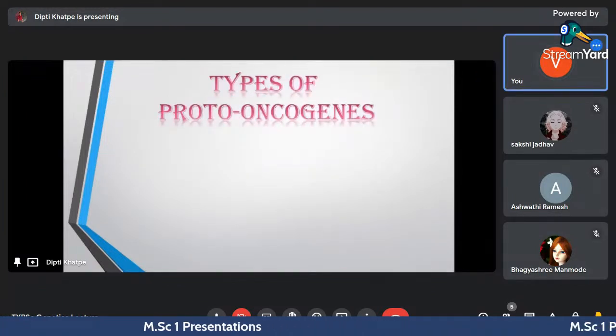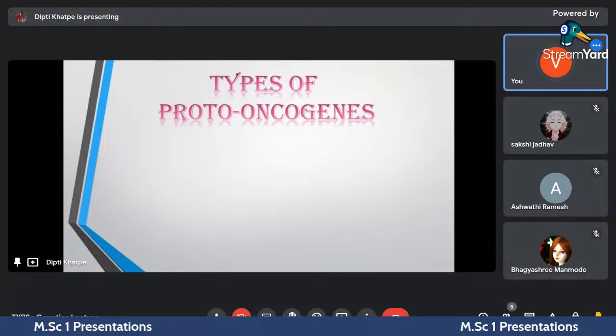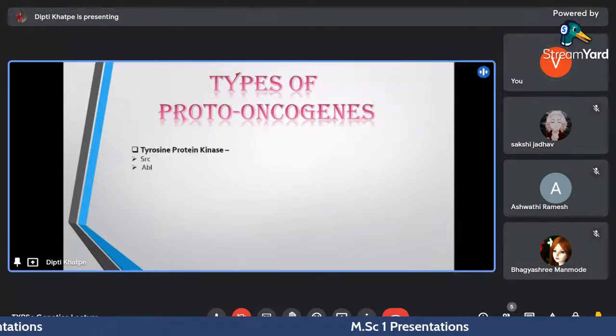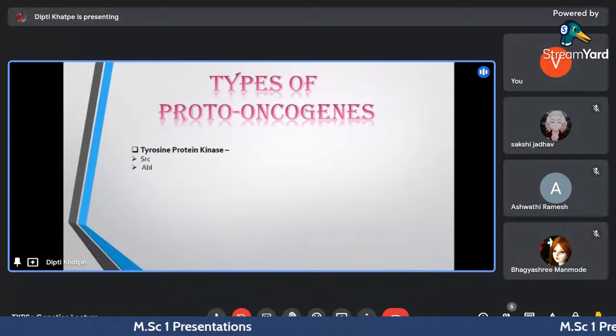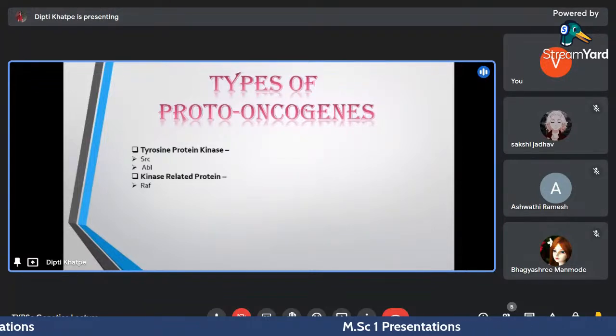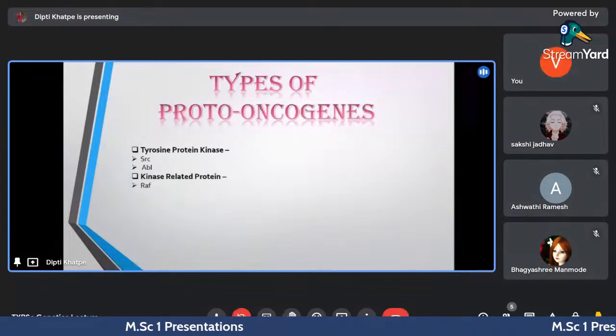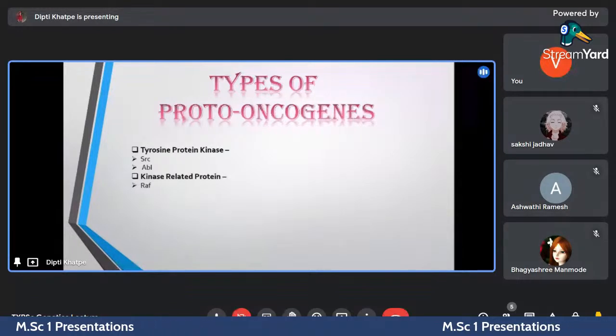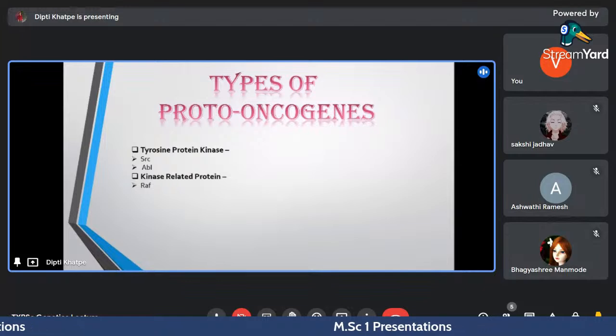What are some types of proto-oncogenes? There are four types basically. We see one by one. First is tyrosine protein kinase like SRC and ABL. SRC regulates embryonic development and cell growth, but when it is mutated or overexpressed, it causes colon cancer. Second one is the ABL gene. It aids in cell differentiation, cell division, cell adhesion and stress response. It causes chronic myeloid leukemia, or Philadelphia chromosome formation.